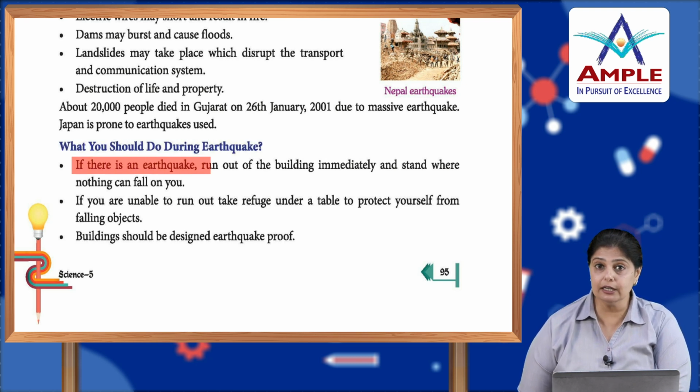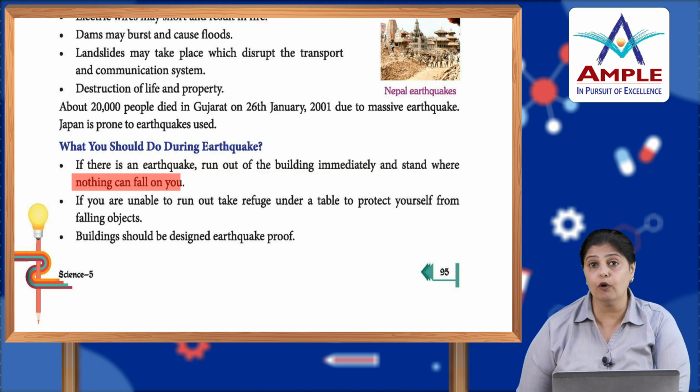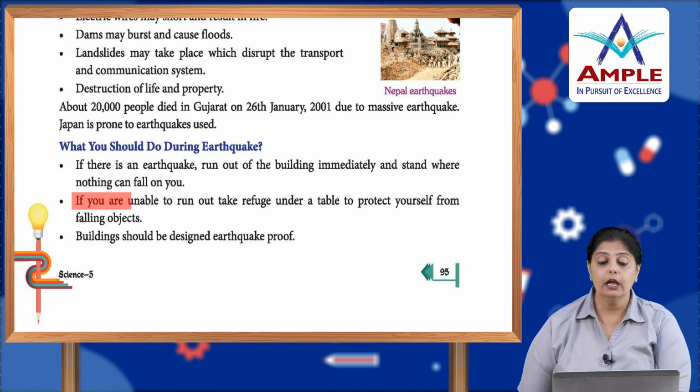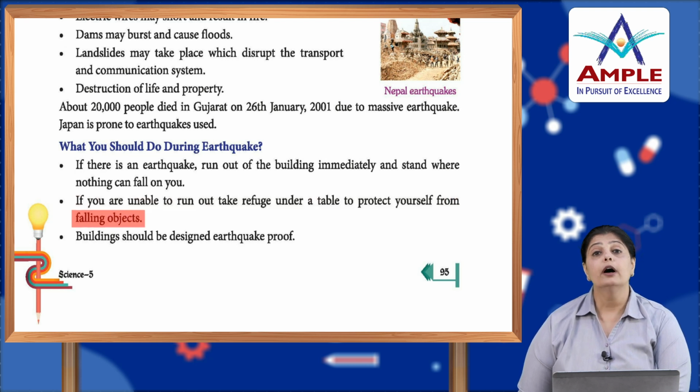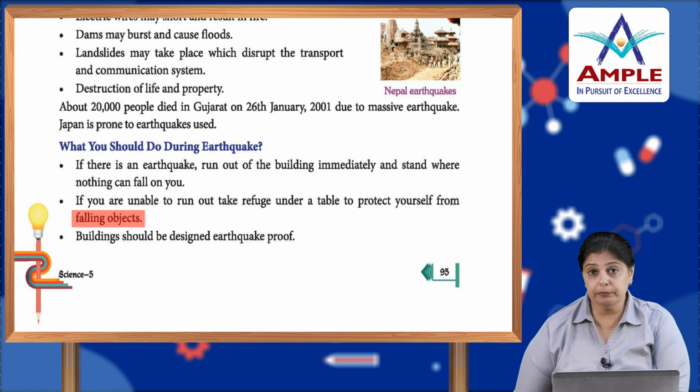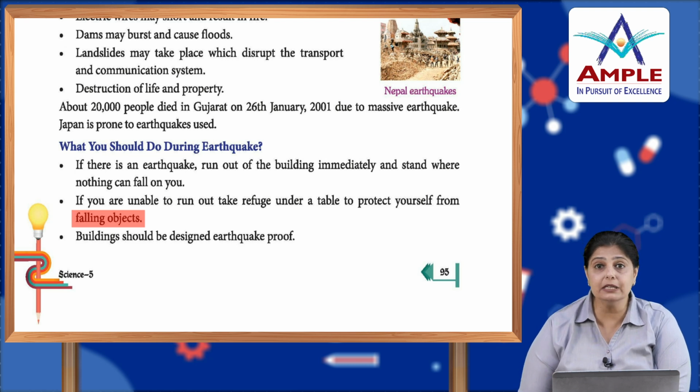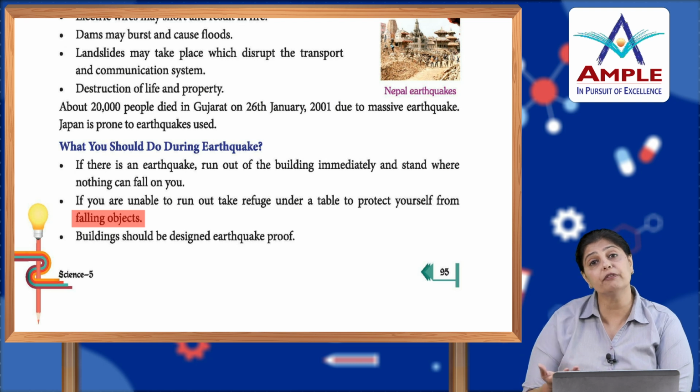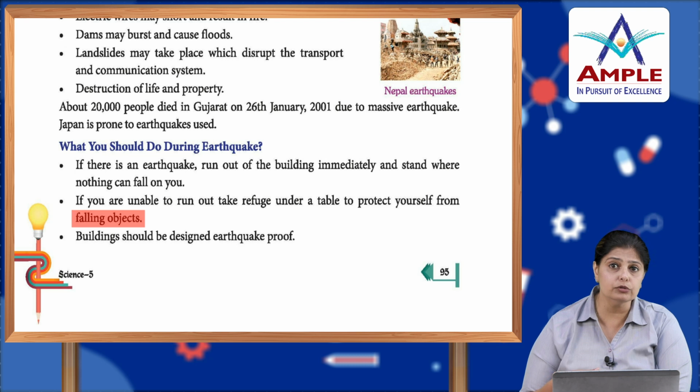If there is an earthquake, run out of the building immediately and stand where nothing can fall on you. So, stand in an open area where nothing can fall on you. If you are unable to run out, take refuge under a table to protect yourself from falling objects. Always try to hide below the table, because we have cupboards and so on in the house. If the intensity of the earthquake is high, the cupboards may fall. Things that are kept on top may fall down. That is the reason why we must hide under the table.